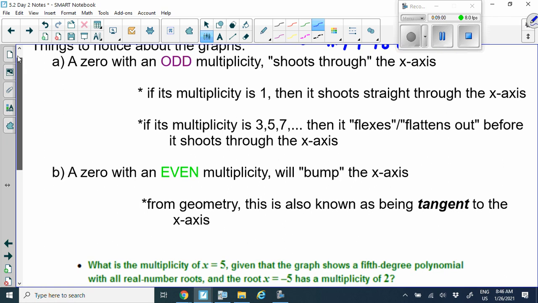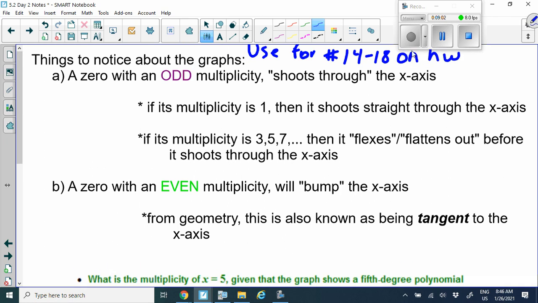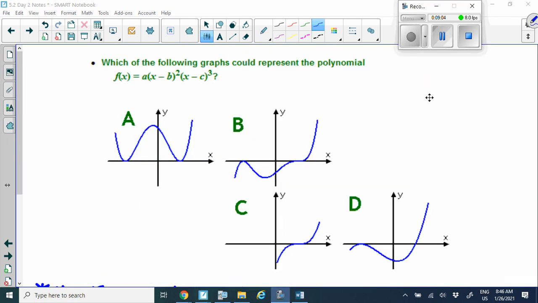Okay, so let's go ahead. We're going to do an example here. Okay, so which of the following graphs would represent the polynomial? Okay, notice we are in factored form. And notice we have 2 x-intercepts, or 2 zeros, because there are 2 factors.